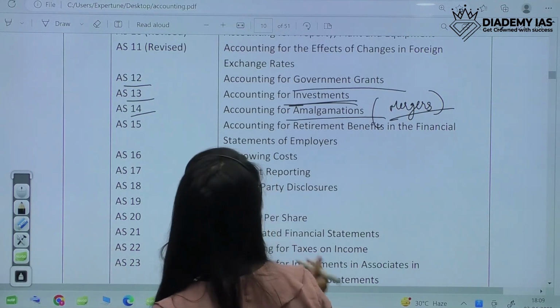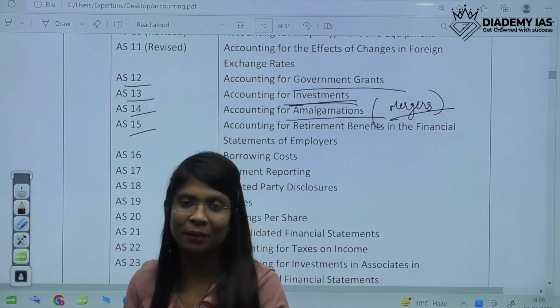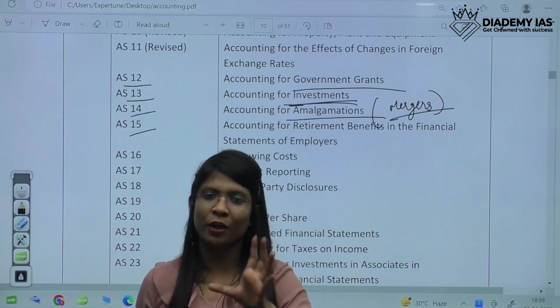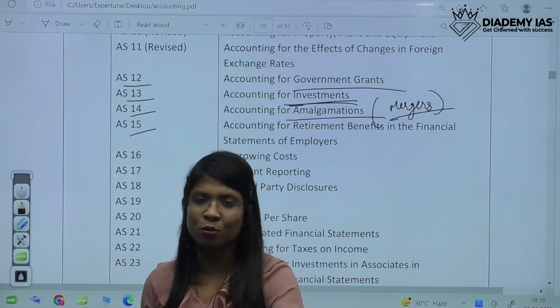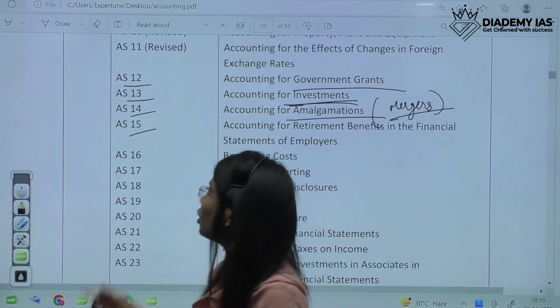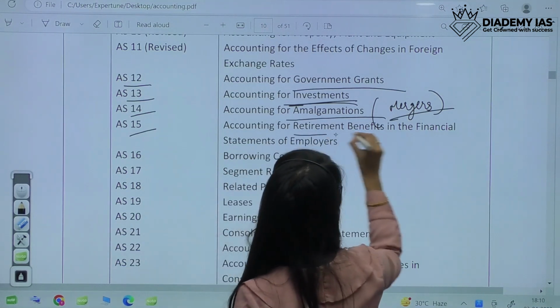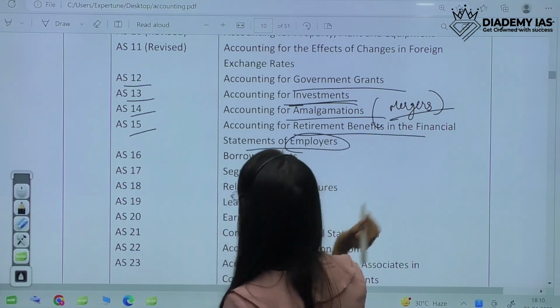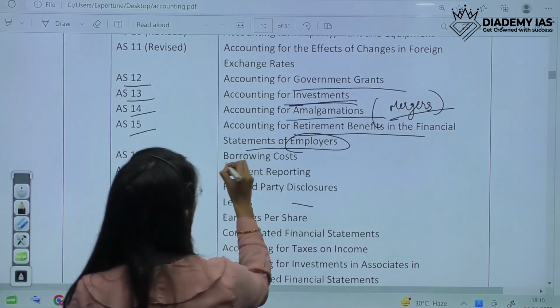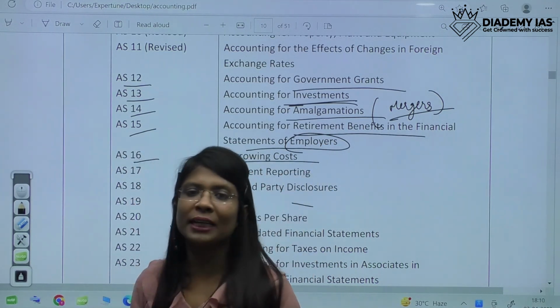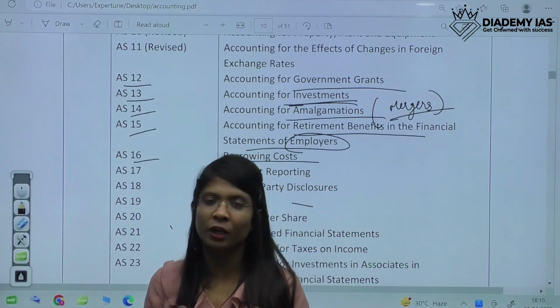For your understanding, you can take amalgamation as merger, merging of two companies or taking over of a company. It's AS14. AS15, the exam could ask AS15 because it's about employee benefits. The exam is also about employee EPFO, so there is a possibility that they could ask AS15. So retirement benefits of employees. Then AS16, borrowing. Whatever money is borrowed by a company, how do we account for that?